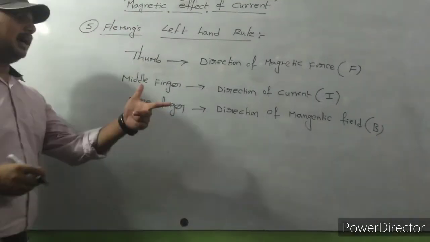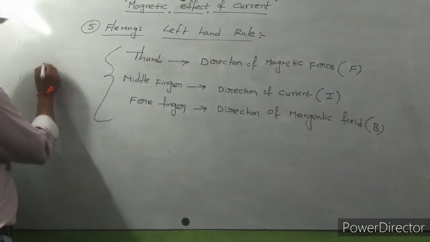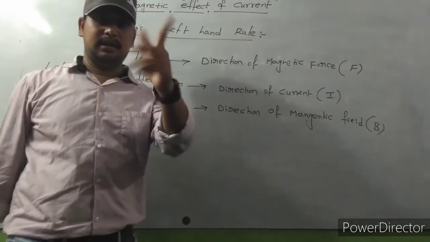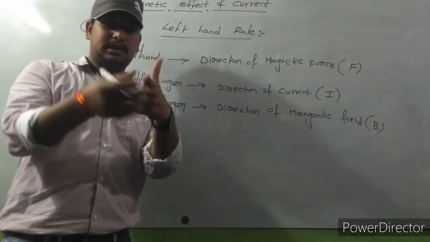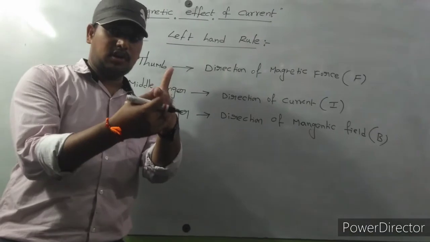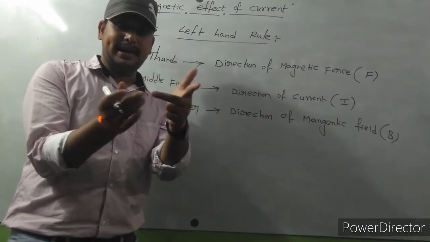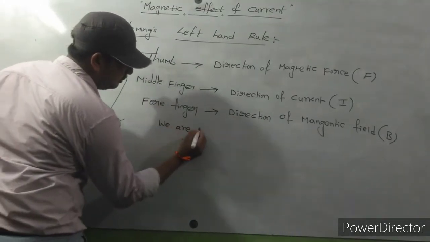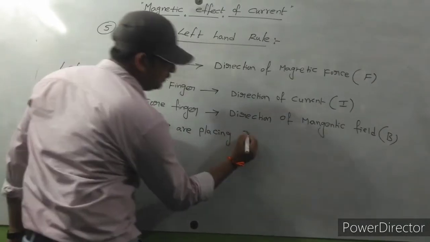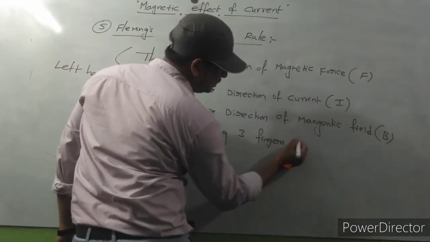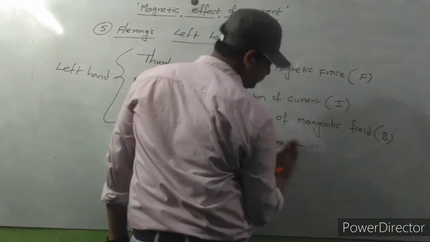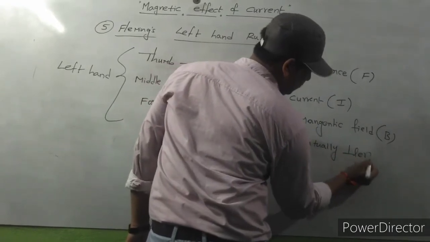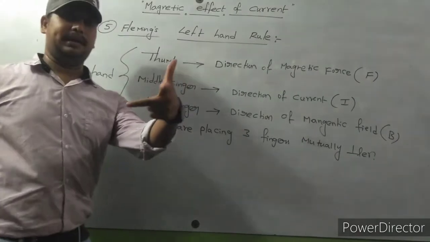So now these are placed perpendicularly. This is the left hand rule. Let us consider left hand. Thumb indicates direction of magnetic force. This forefinger indicates direction of magnetic field. Middle finger indicates direction of current. We are placing three fingers mutually perpendicular like this.